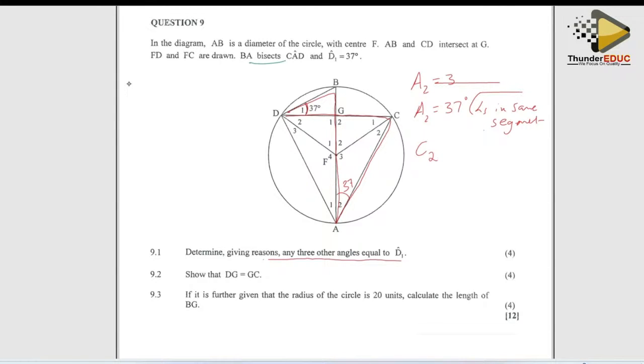Then I can say that C2 is also 37, because it's going to be angles opposite equal sides. Because you know that this is a radius, this is also radius. But they told us that this line bisects, so which means A1 is also 37 degrees. The reason, BA is a bisector. Those are three. But for as long as we identify this as a 37, we can also get D3.